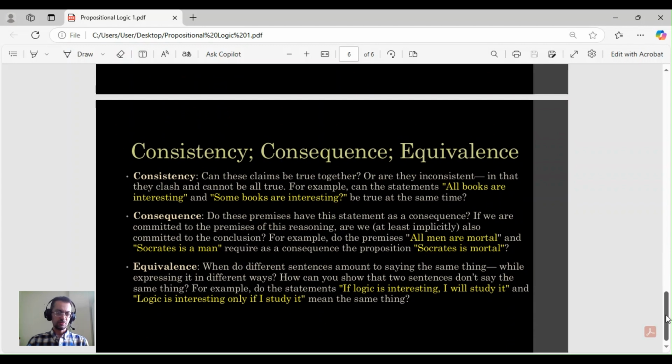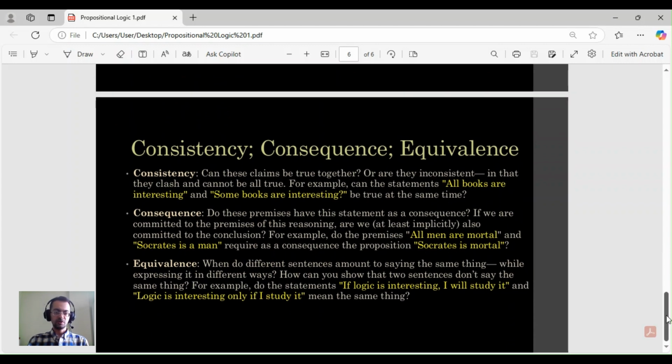And what is consequence? What can we say in this context? Do these premises have this statement as a consequence? If we are committed to the premises of this reasoning, are we at least implicitly also committed to the conclusion? For example, do the premises all men are mortal and Socrates is a man require as a consequence of this argument the proposition Socrates is mortal?